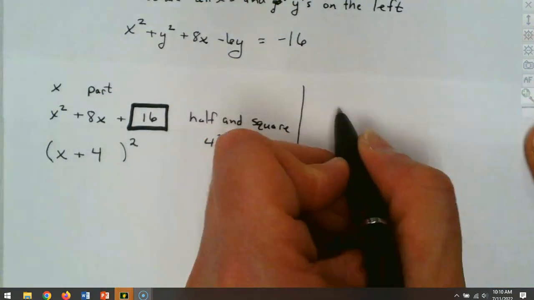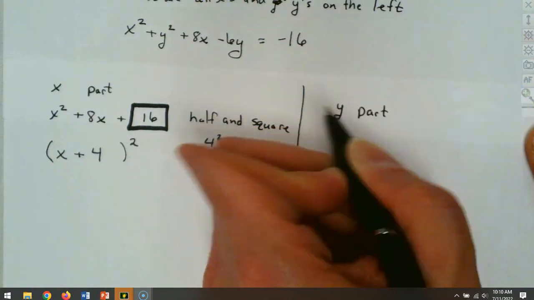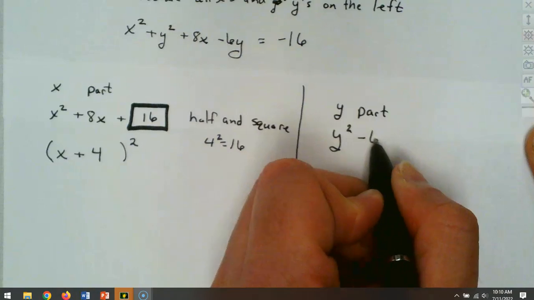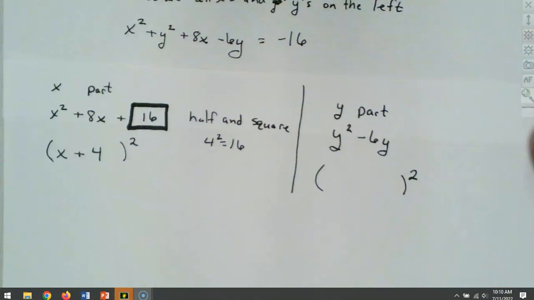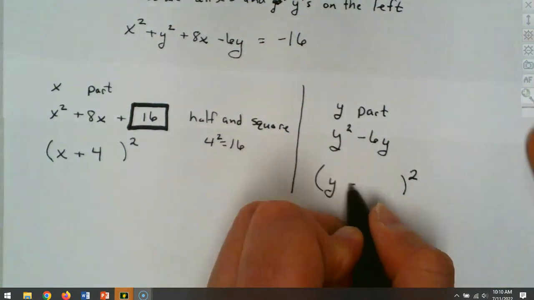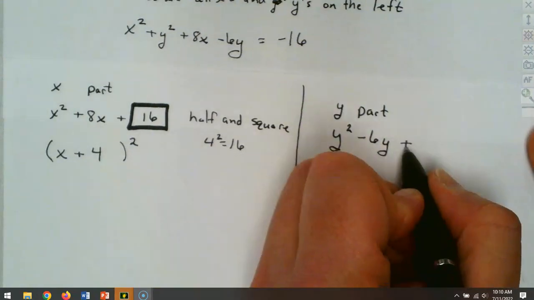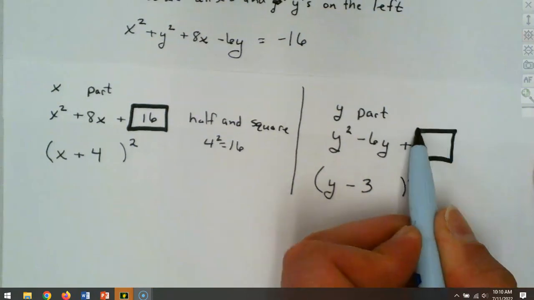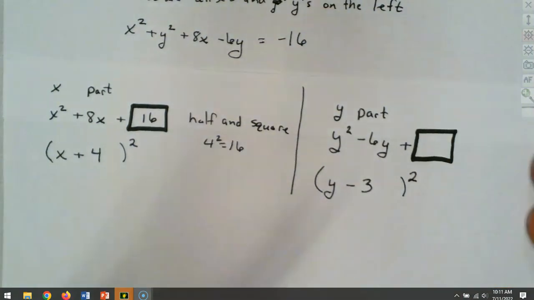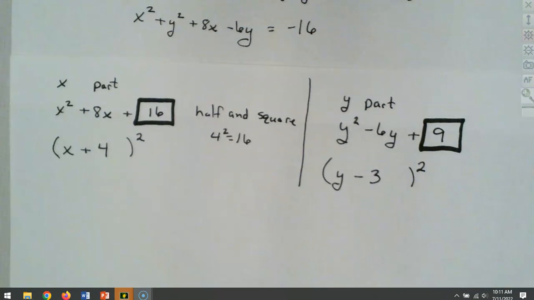It's half and square. What about the y part? It is y squared minus 6y. Well, we half. All right, so what's half of 6? 3. So that comes down as y minus 3. Now we have to add something in to force it to factor. And minus 3 squared is 9. So the 9 gets added back in. Is everyone okay with that so far? And we're going to do 3 of these to make sure we see how they're done. It's always half and square. It's all you have to remember.